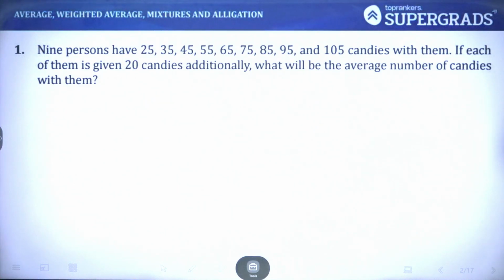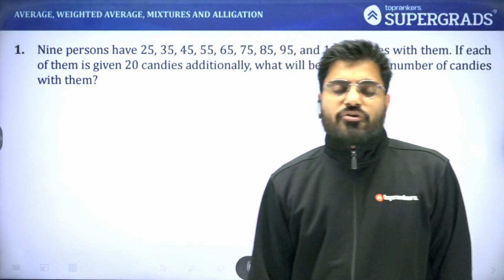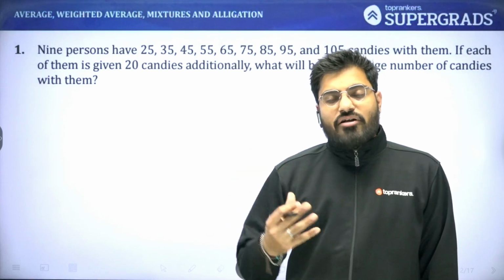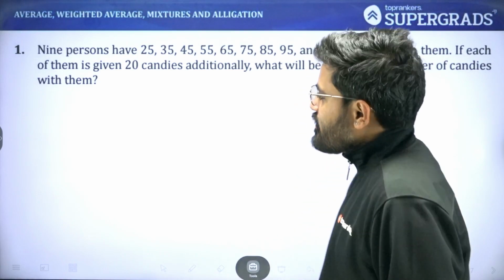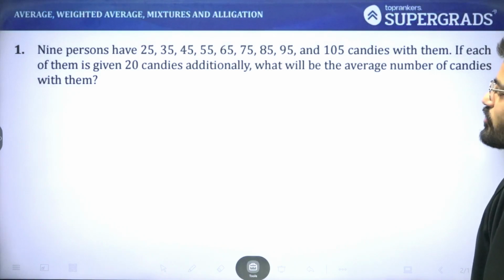And here is the question. You would be surprised that I am starting with the question, but it is just to give you a feel, and then we will be understanding the concepts along with the question. What is the question given here? Nine persons have these numbers with them. If each of them is given 20 candies additionally, what is the average?